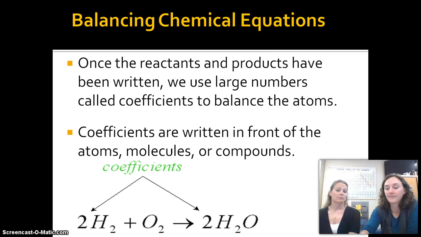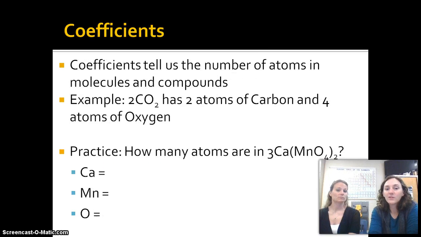Okay, coefficients tell us the number of atoms in molecules and compounds. So example 2, CO2 has 2 atoms of carbon and 4 atoms of oxygen. This will come into calculations that we have to do later, so make sure you know how to do this now. It'll make your life easier when we get into the really tough chapters in a couple weeks. So practice down here. It's on your notes too.